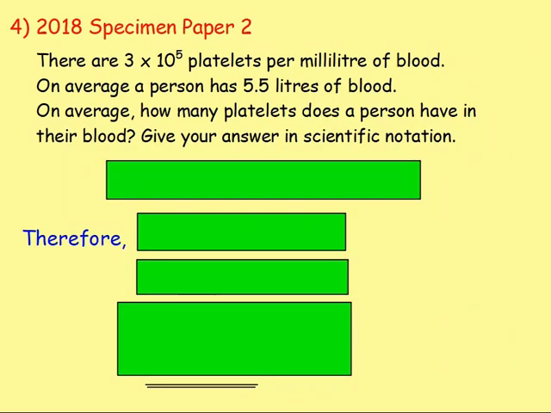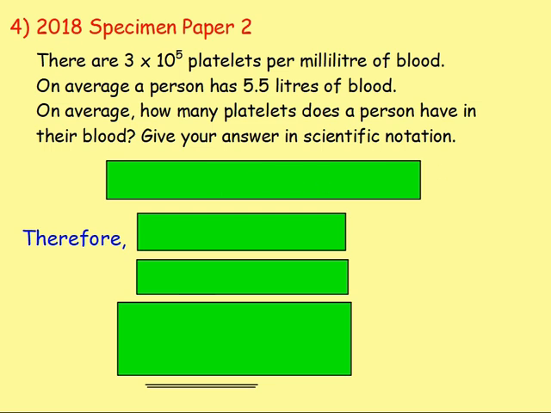Example 4. This one is from the 2018 specimen paper 2. There are 3 times 10 to the power of 5 platelets per milliliter of blood. On average, a person has 5.5 litres of blood. On average, how many platelets does a person have in their blood? Give your answer in scientific notation.